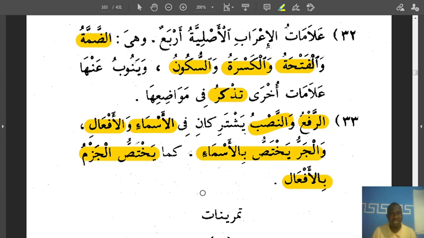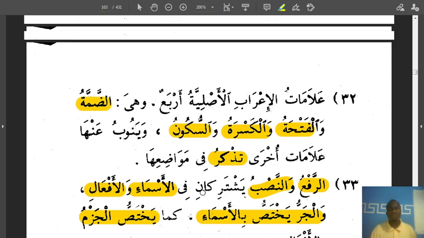Let me just give the English terminologies for the four. Al-Raf'u, in English we say nominative case. Al-Nazbu, we say accusative case. Al-Jarru, we say genitive case. Al-Jazmu, we say jussive case. Okay, this brings us to the end of this topic.